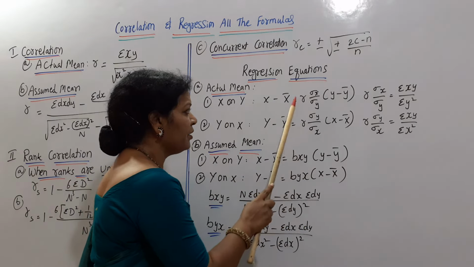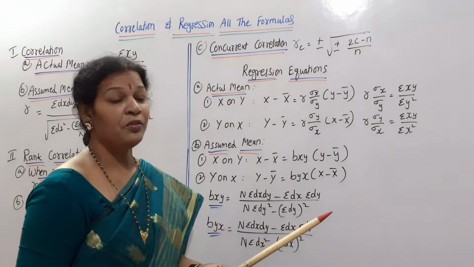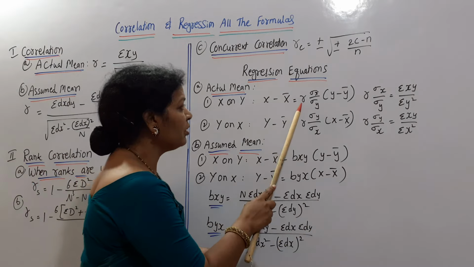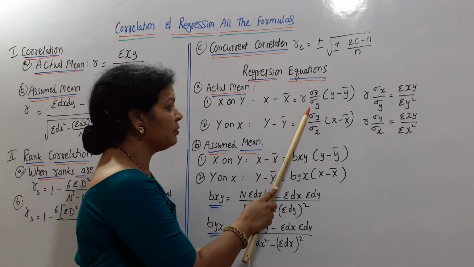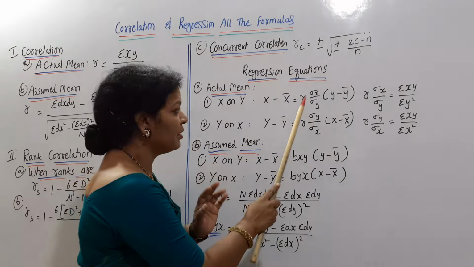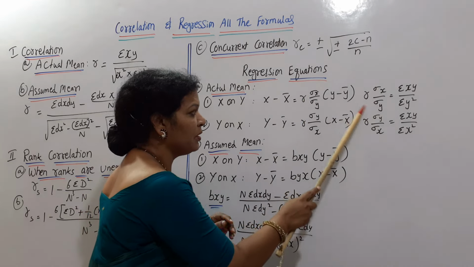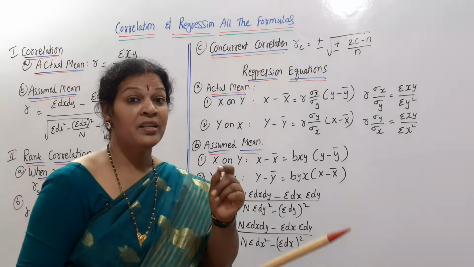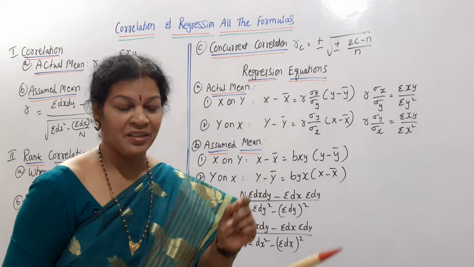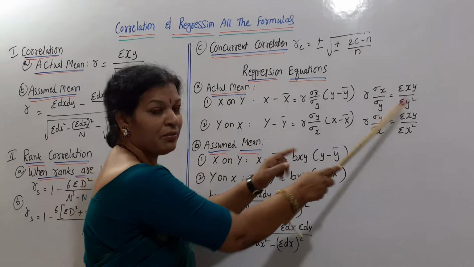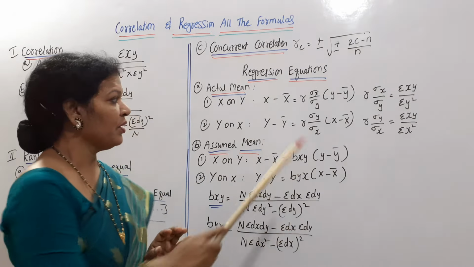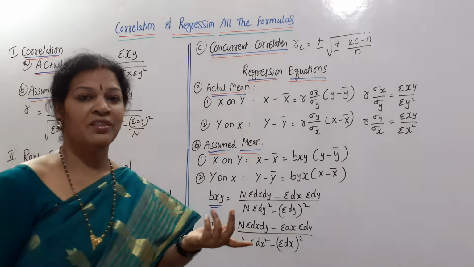Now this r into rho x by rho y, there is another formula. Need not calculate rank correlation, standard deviation of x, standard deviation of y. There is another formula, that is, this one is equivalent to sigma xy by sigma y square. X on y, we are taking y square, remember. If you remember this, y on x is easy.